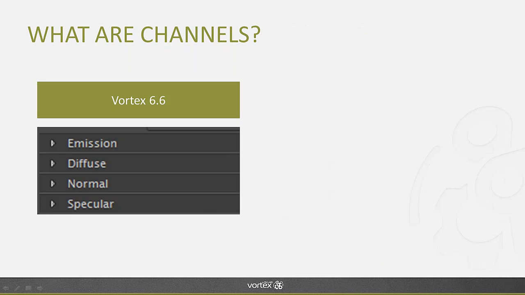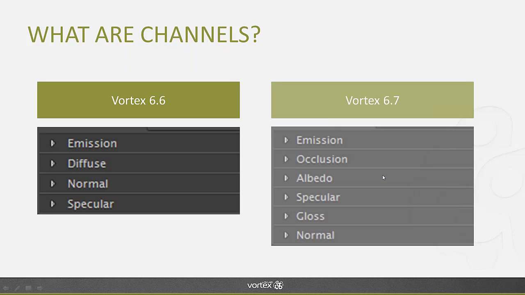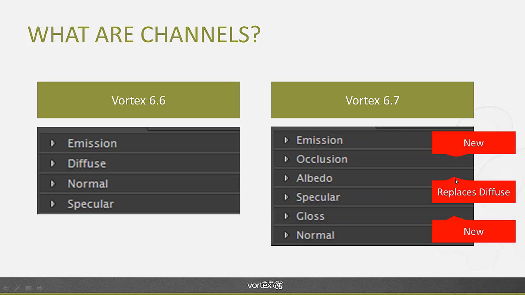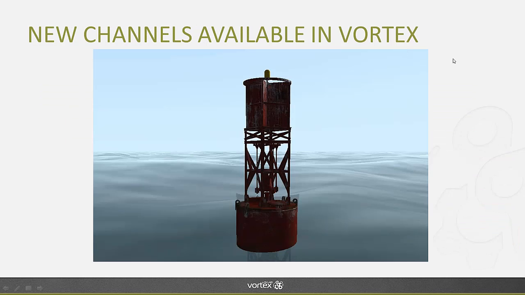But before we do that, I'd just like to go back to the channels. So what are the channels available with Vortex? In Vortex 6.6, you had access to 4 channels: emission, which provides self-lighting to your models, diffuse, normal, and specular maps. In Vortex 6.7, we've moved to 6 channels. One of them, albedo, replaces diffuse as the base texture layer. And 2 of them, occlusion and gloss, are new channels. So what are those new channels that are available, and how do they impact a model?